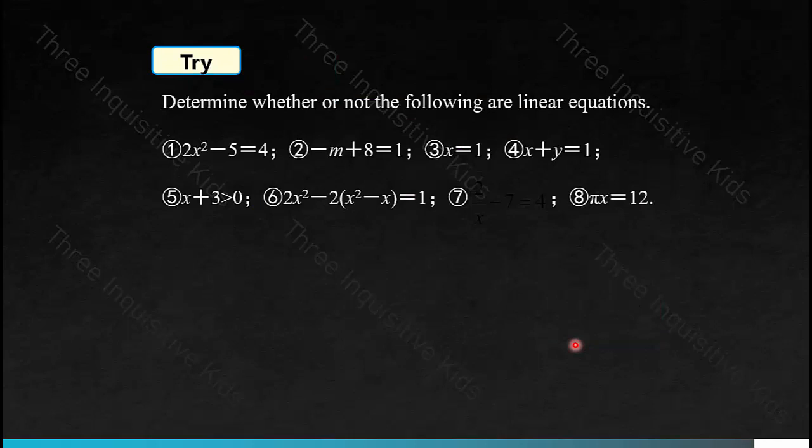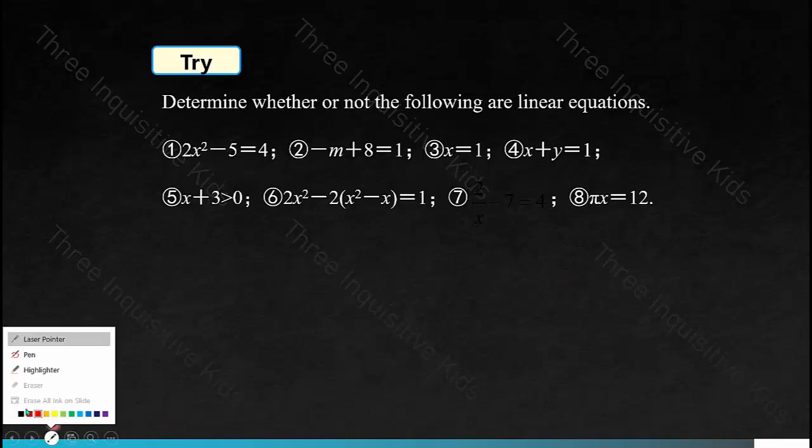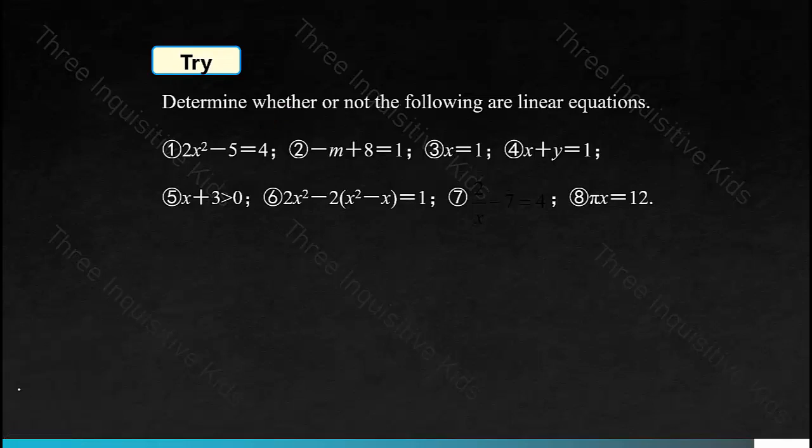All right. Determine whether or not the following are linear equations. And number 7, I will go over with you. Okay, so number 7 is 2 over x minus 7 is equal to 4. Okay, what answers did you get? So the second one is a linear equation, so is the third one, the sixth one, and the 8th one.